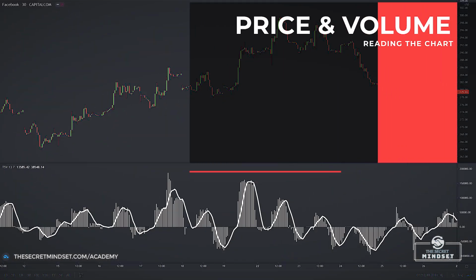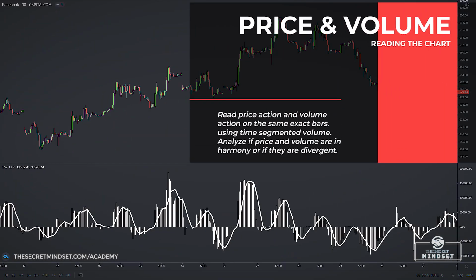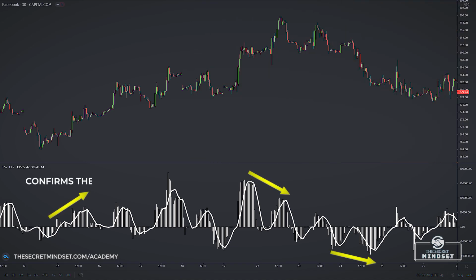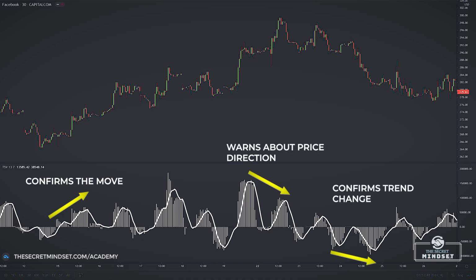The key to understanding volume is reading price action and volume action on the same exact bars using time-segmented volume to give you the true volume information you need, and reading the chart to see if price and volume are in harmony or if they are divergent. Time-segmented volume can confirm the move, make you suspect of the move, or can tell you if it is the end of the move and if a likely change in direction is coming. In any case, using time-segmented volume will eliminate volume distortions and increase your trading edge.